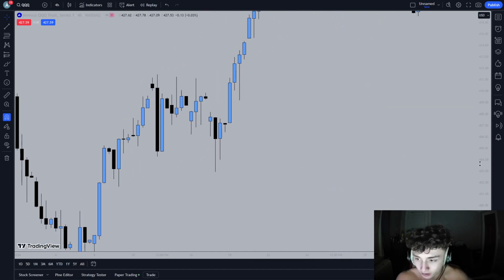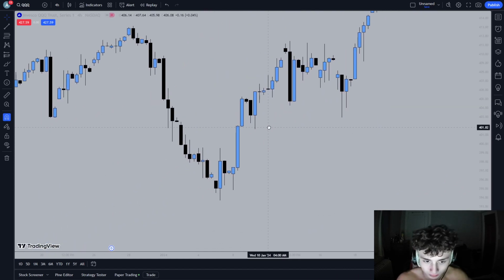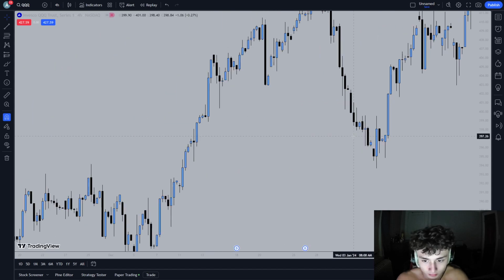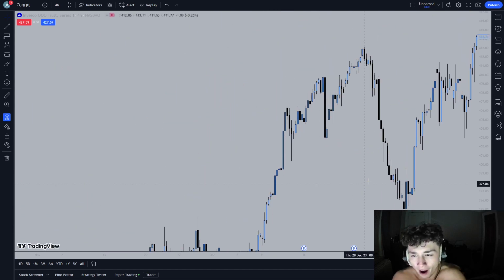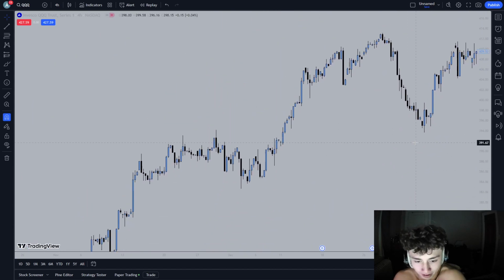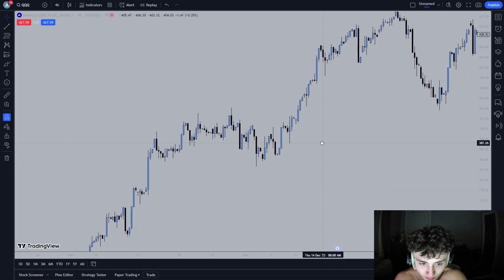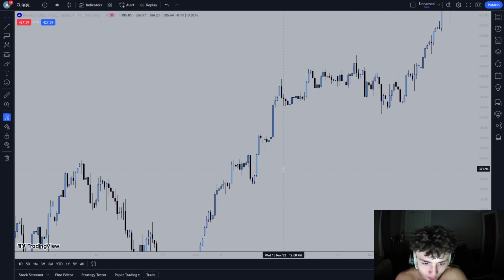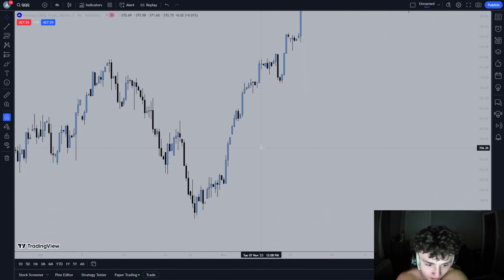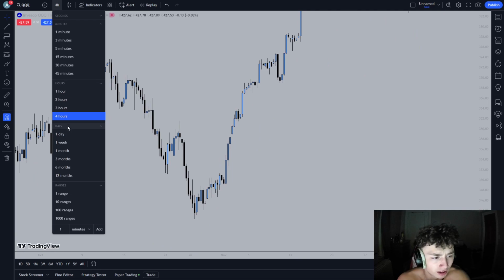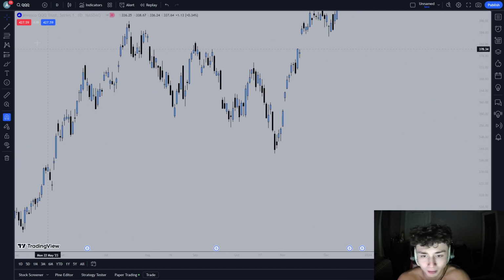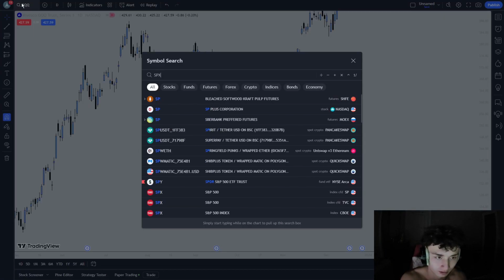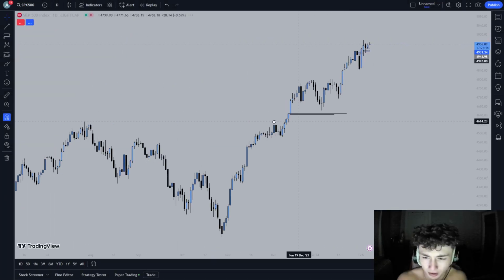Let's find another one, for example. Usually you could find dojis in reversals, or you could find them in, like, let me see. I know there was a main reason why.